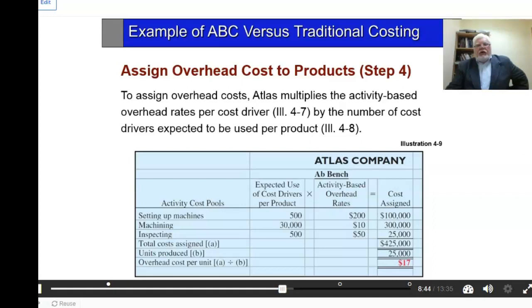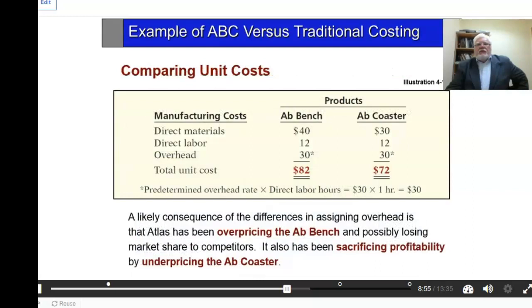For the coaster, I do the same thing. But now I have an overhead cost per unit of 95. So now let's look at our numbers. That's what I said they would be before.